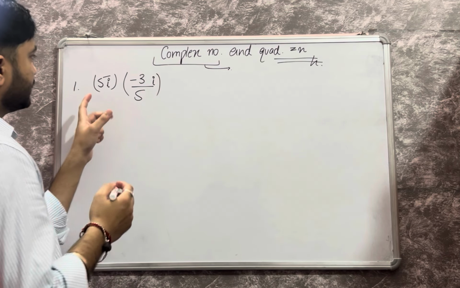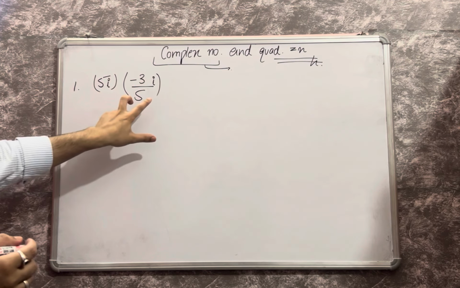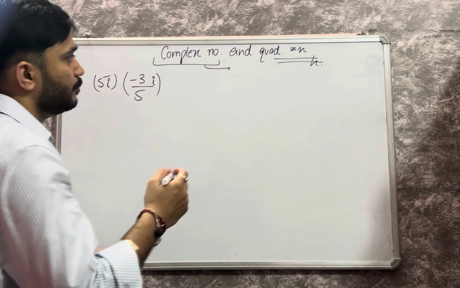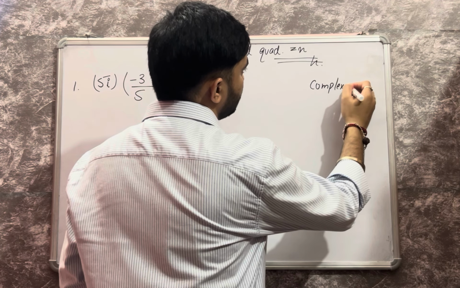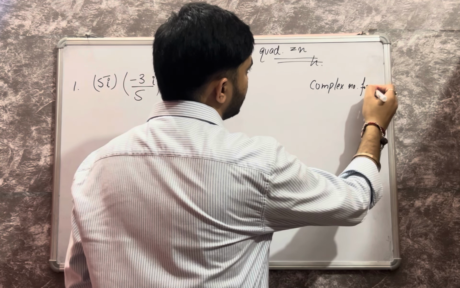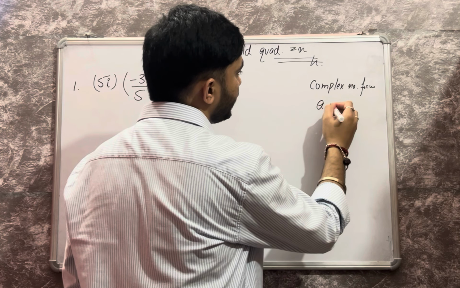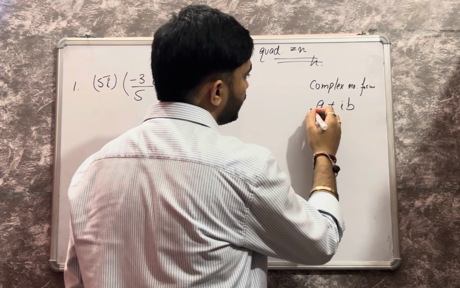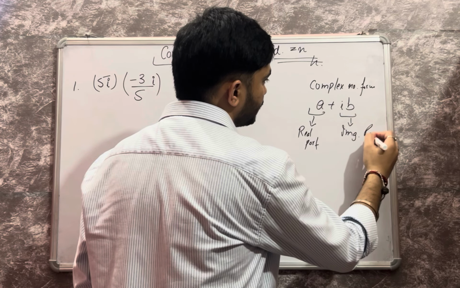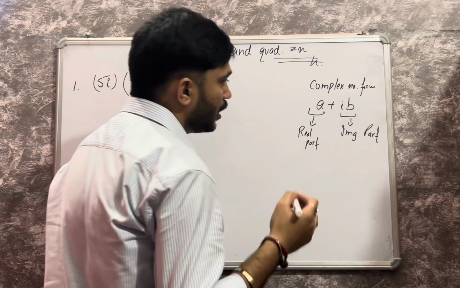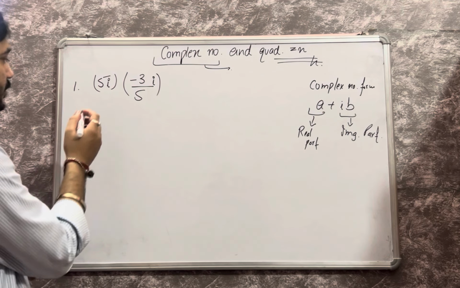The first question is that we have been given some numbers and we have to represent this in complex number form. What is complex number form? That is a plus iota b. Here a is the real part and this is the imaginary part. How are we going to do so? Let us solve this first.